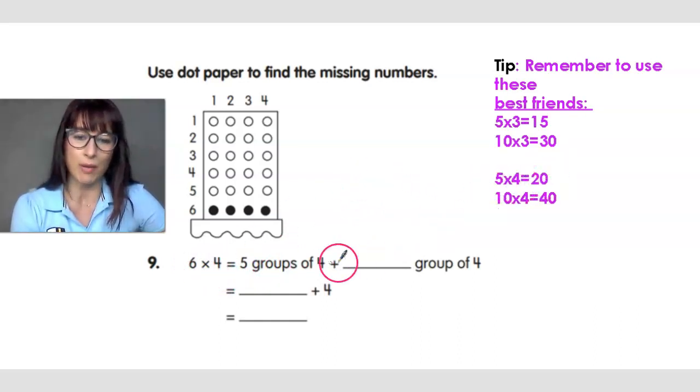So 5 multiplied by 4. We're going to write 5 groups of 4 plus, well, I need to get to 6. So I need to add this extra group. Since I need to solve 6 multiplied by 4, I need to add one group of 4. This group is what I need to add. So 5 groups of 4 is 20 plus, because one group of 4 is 4. That's why we have the 4 here. And the answer will be 24.